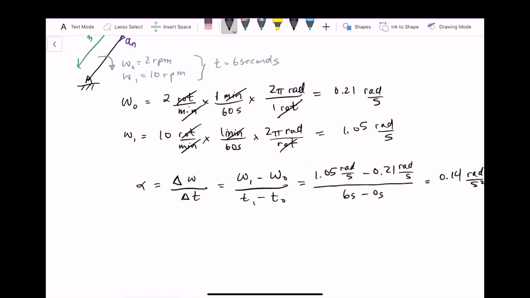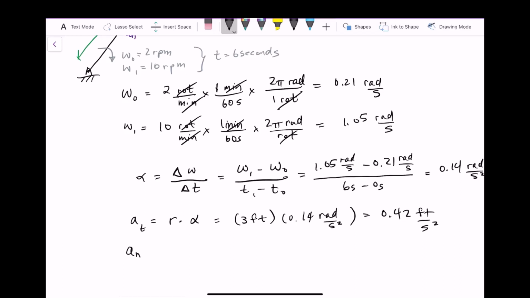Now that we have our angular acceleration, we can use our conversion equation. So our tangential acceleration is equal to r times alpha, which is equal to 3 feet, which is given. That's the length of that arm that's rotating, times 0.14 rads per second squared. So that gives us 0.42 feet per second squared. So we've just converted that, and that does give us a tangential acceleration.